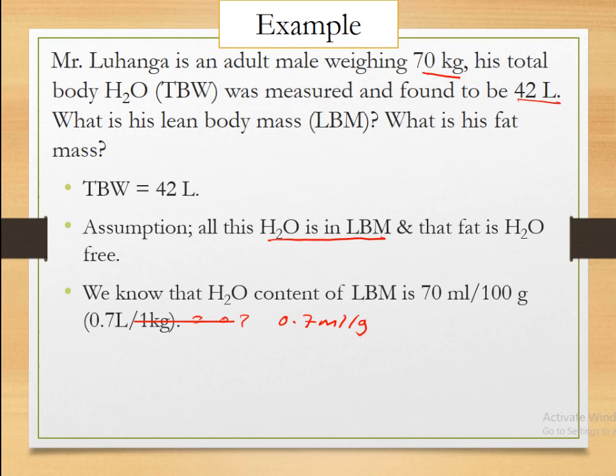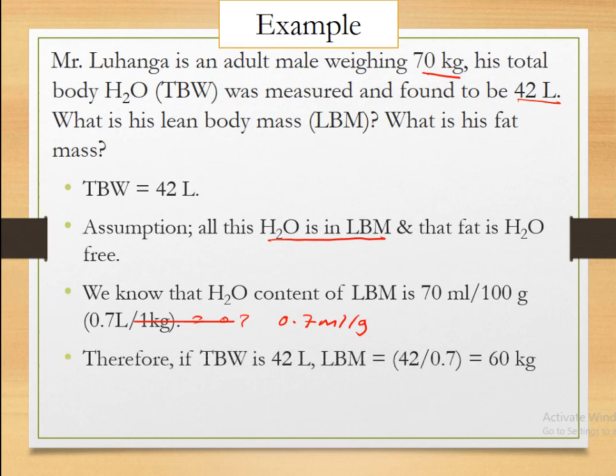So for us to find the total body weight, we're going to use the formula whereby we say 42 liters over 0.7 liter per kg. Okay. Remember, 0.7 mil per gram has changed to 0.7 liter per kg because both mil to liter it is 1000 and also gram to kg it is simply 1000.